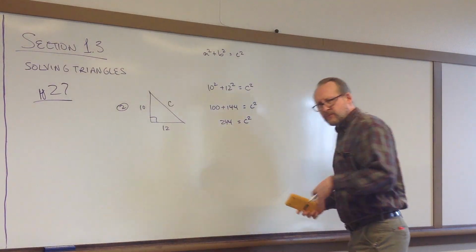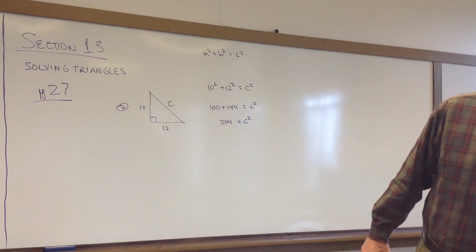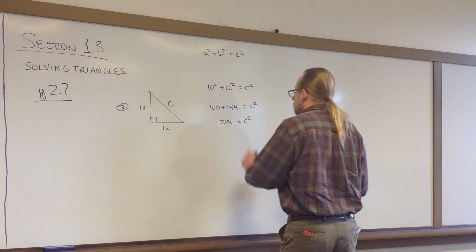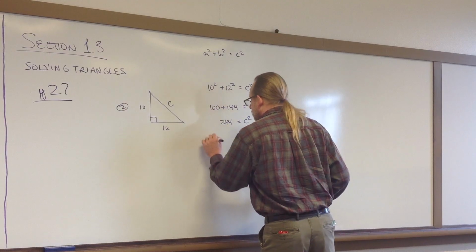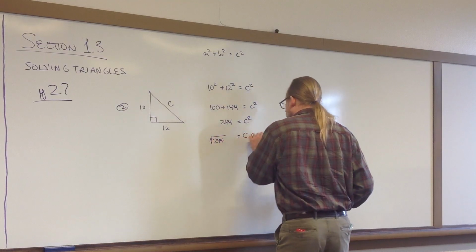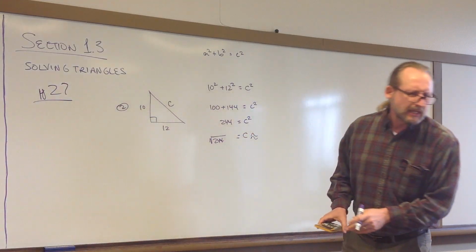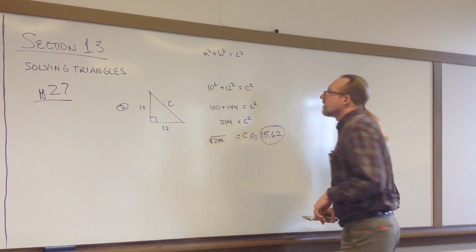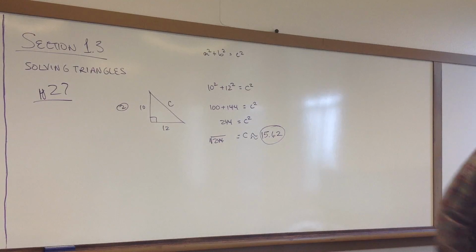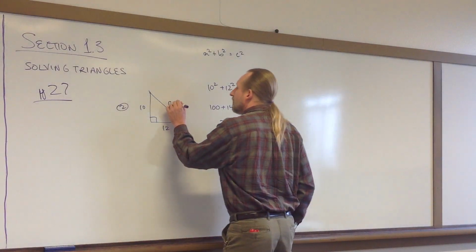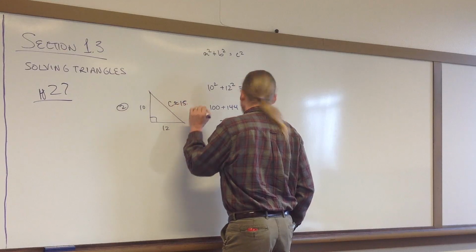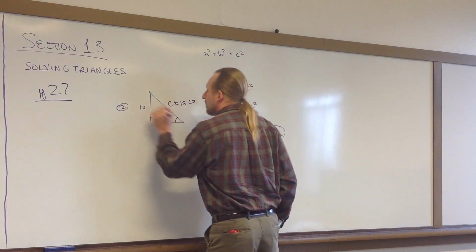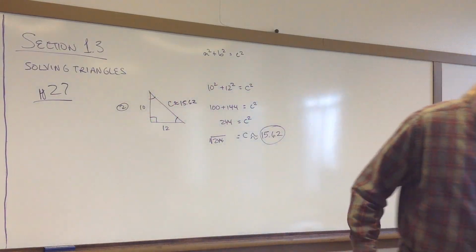But the instructions ask you to round the side lengths to the nearest hundredth and angle measures to the nearest tenth of a degree. So we'll say c is the square root of 244. And so to the nearest hundredth, that'll be 15.62. Okay, so now we've got all three sides. So next, we want to find the angles. We know that this angle is 90 degrees. It's just a matter of finding those two angles.